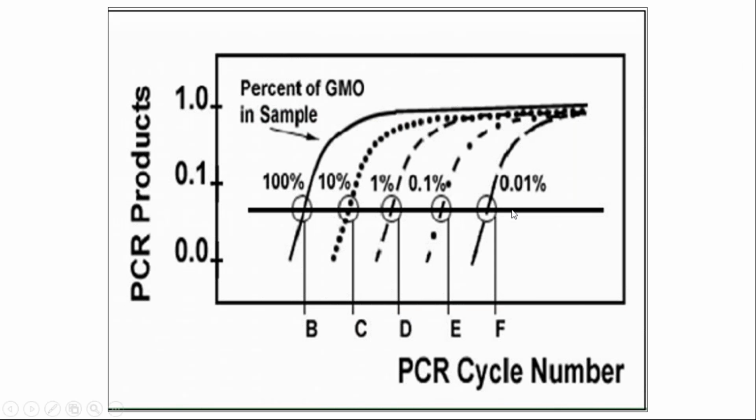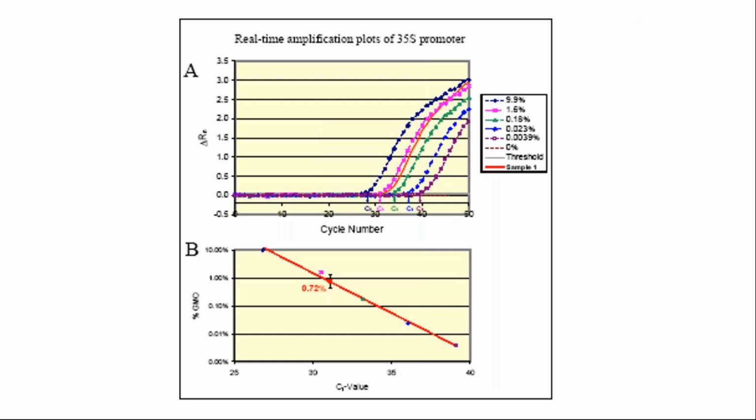it takes much longer to amplify. When you have more GMO, that means more of the GM DNA, it amplifies much faster. So this is how you can quantify the amount of DNA or quantify the amount of the analyte. You can plot the percentage of the GMO versus the cycle number, and from that you can determine the unknown, as you will see over here.